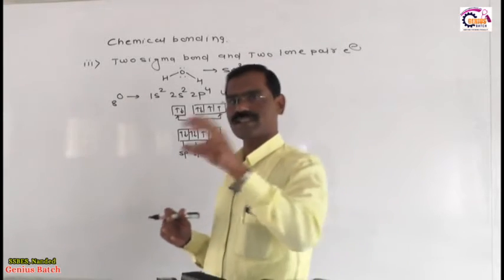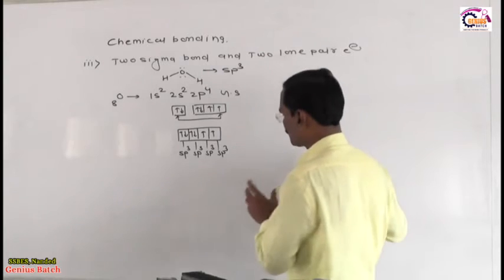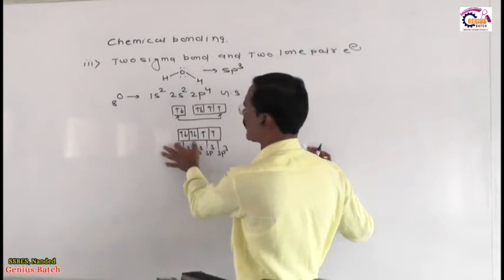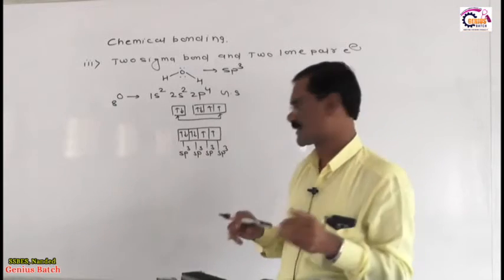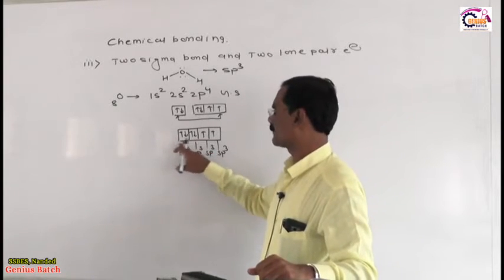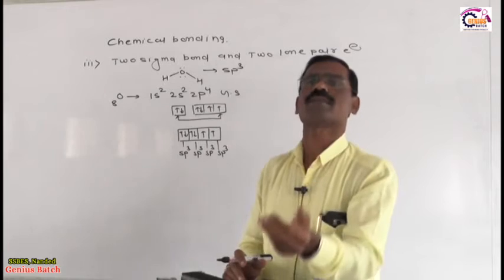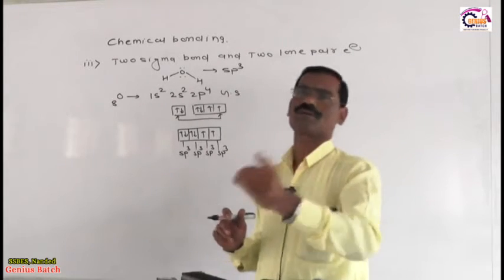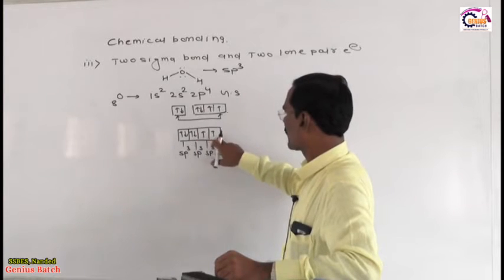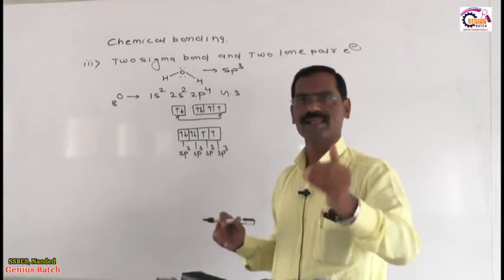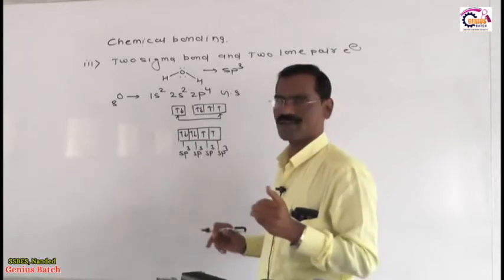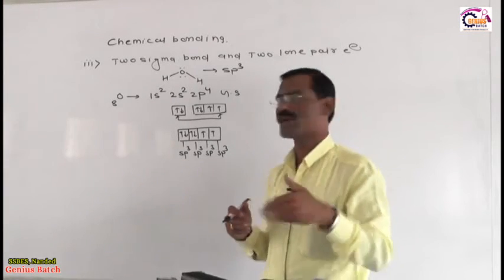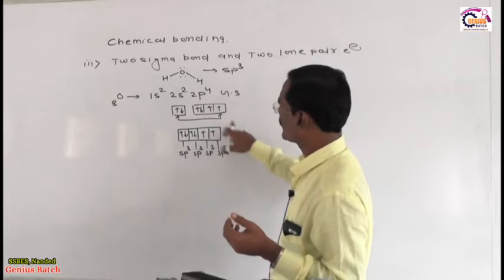Now dear students, what's happened in this case? Out of 4 sp3 hybrid orbitals, 2 sp3 hybrid orbitals contain a pair of electrons. It means according to valence bond theory, these orbitals are not involved in bond formation, because only half filled orbitals are involved in bond formation. Therefore only 2 orbitals contain the half filled or unpaired electron, and these 2 orbitals are involved in bond formation and form a water molecule.